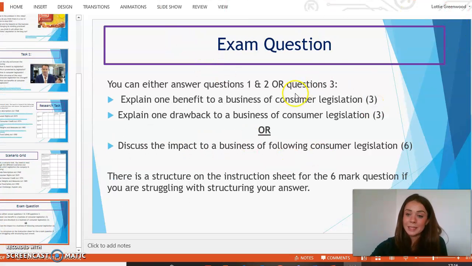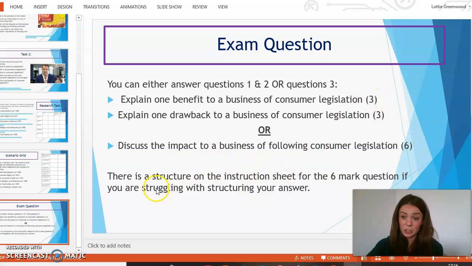Okay, so now we're moving on to the exam questions. So you're just going to put your knowledge into practice. You can either do questions 1 and 2, which are both 3-mark questions, or you can do question 3, which is a 6-marker. I don't mind which one you do. You can choose, as long as you're doing either questions 1 and 2, or just question 3. So in total, you're writing a 6-mark question.